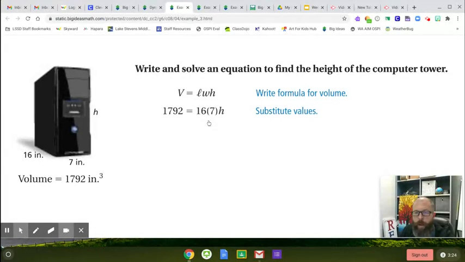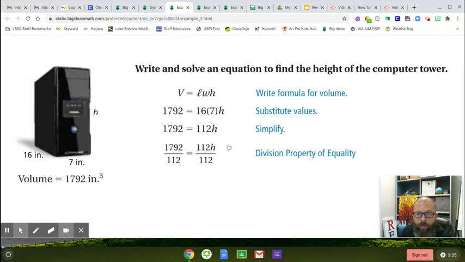Now our PEMDAS tells us we can multiply here. So 16 times 7 is 112. And now if we remember from earlier in the year, in order to solve this for h, we do the inverse operation. So this is multiplication, and the inverse of that is division. So divide both sides by 112, and you end up with 16 equals the height. So 112 divided by 112 gives you 1, right? So you are left with h all alone, and then 16 for the height.